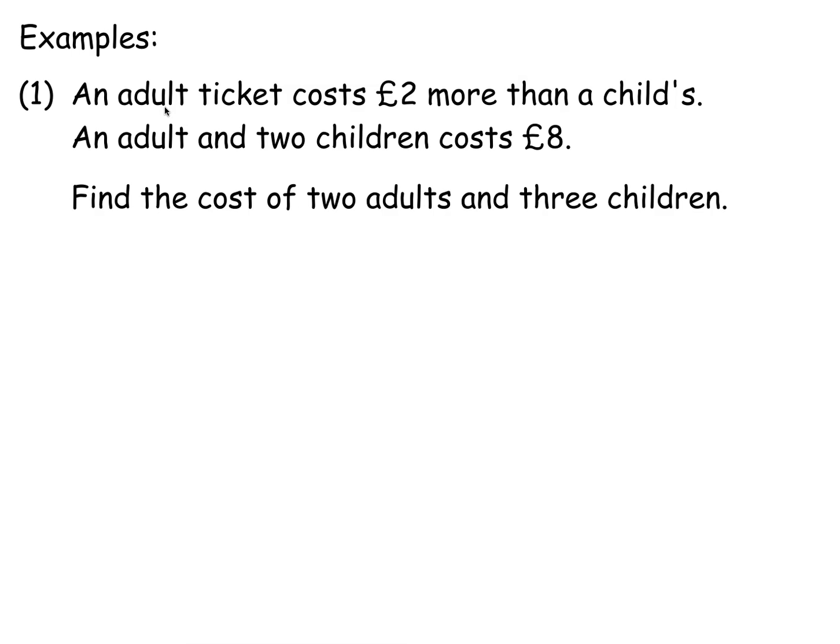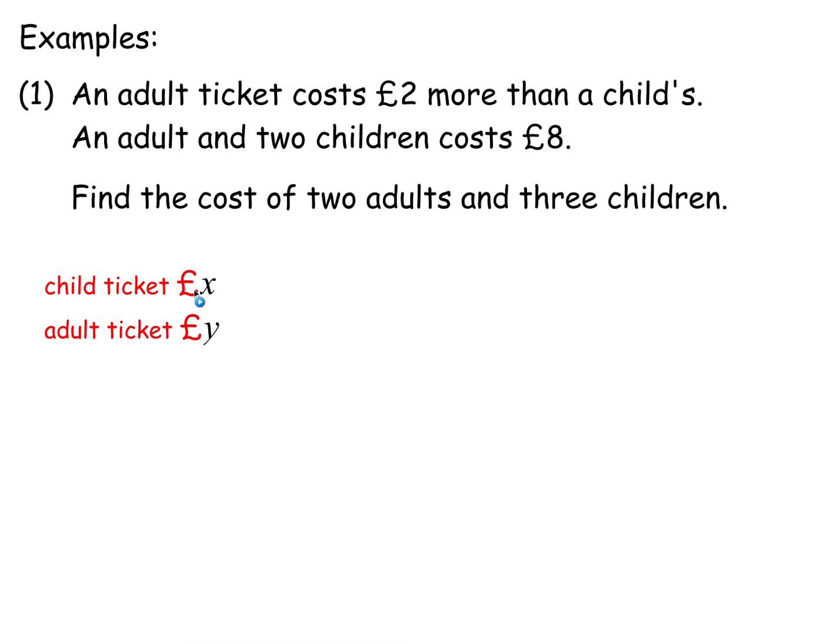And there's two pieces of information. An adult's £2 more than a child. And an adult and two children are £8. So there's two unknowns. Cost of the tickets, adult and child. And two equations based on these two lines. Then we can solve the equations and answer the third part, what's the cost for two adults and three children. So here we go.